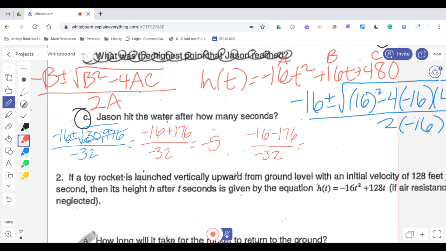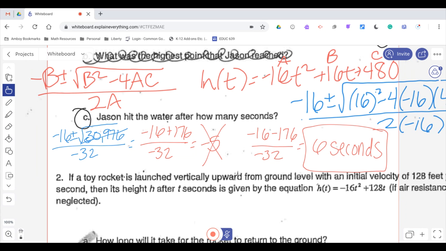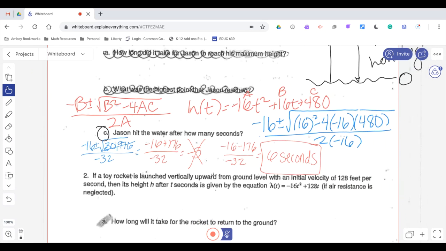And I get 6. That makes much more sense. So I don't want to use this one because it's negative, and negative seconds don't exist. So 6 seconds is going to be my answer. It takes him 6 seconds of falling, basically, from this cliff. That's a little scary to think about.